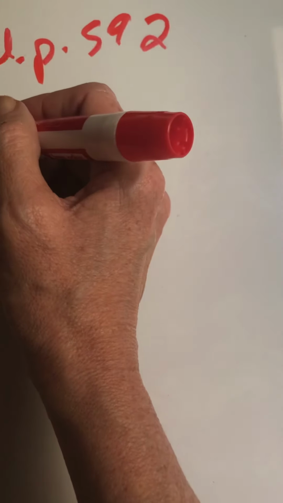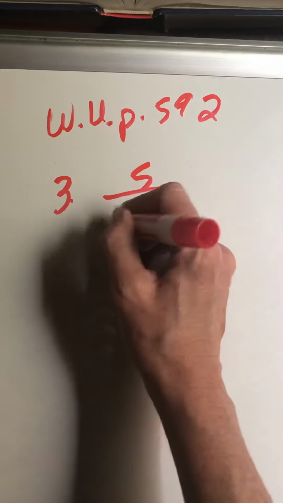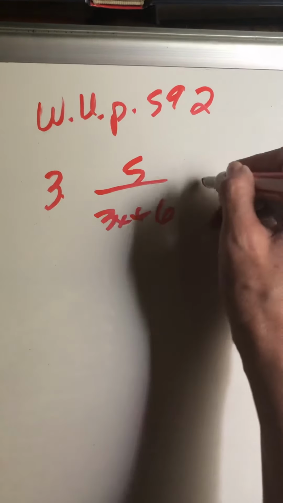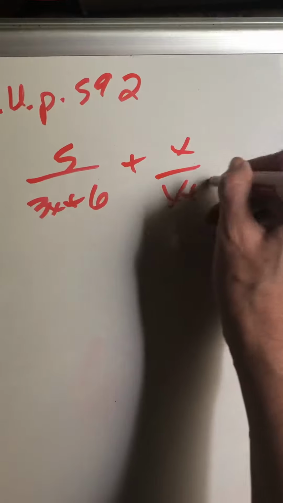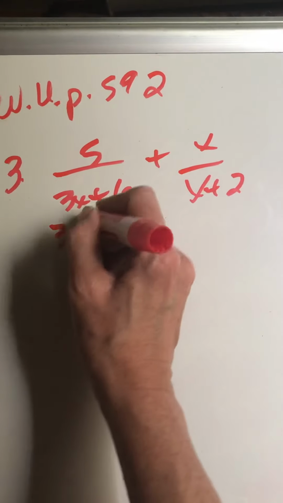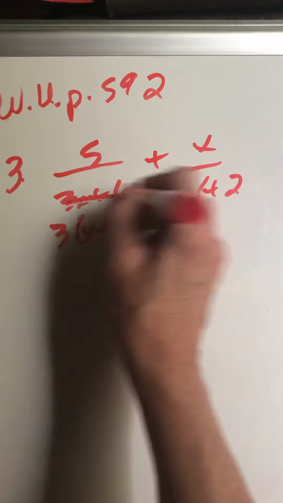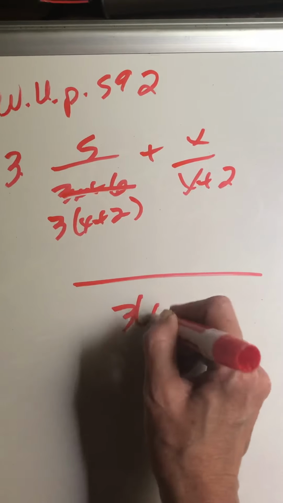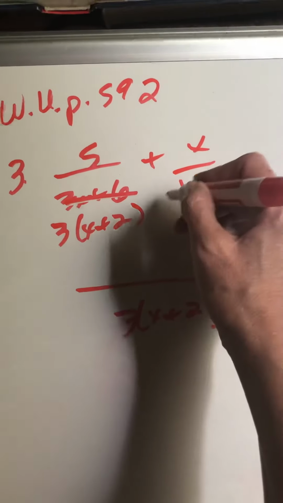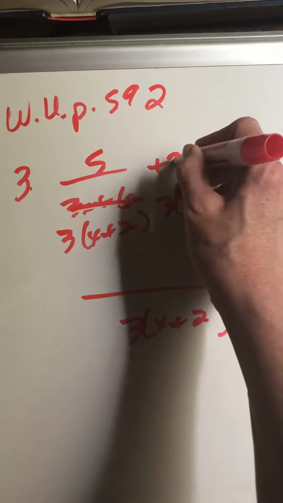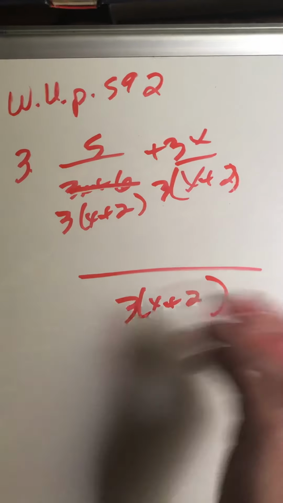So you're going to do the warm-up, which is on page 592. On number 3, you're supposed to add 5 over 3x plus 6 plus x over x plus 2. So you've got to factor this into 3 times x plus 2. So your common denominator is 3 times x plus 2. So that means these need a 3. So you can finish it from there.